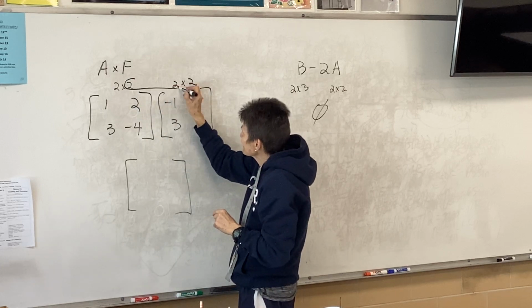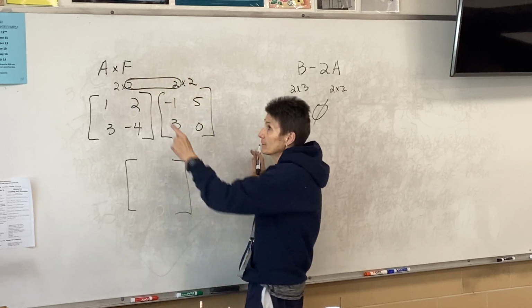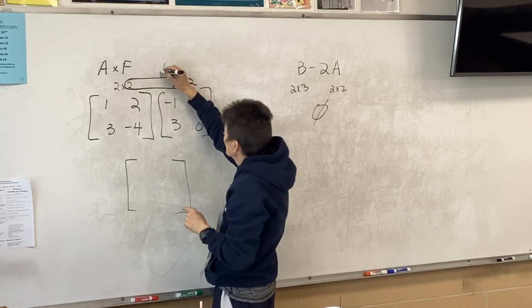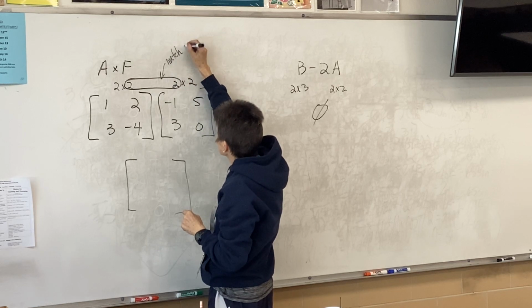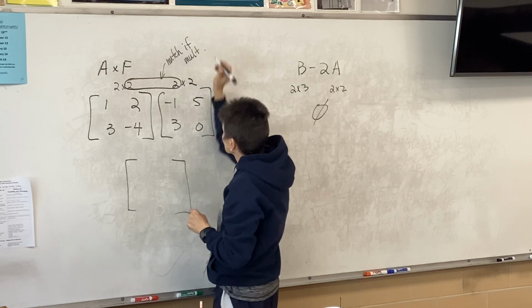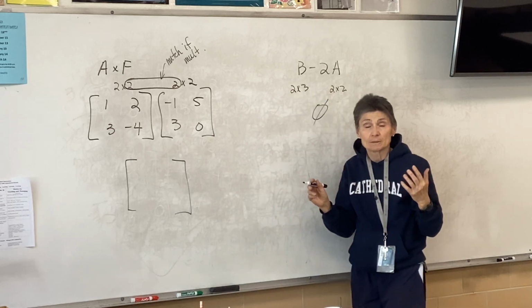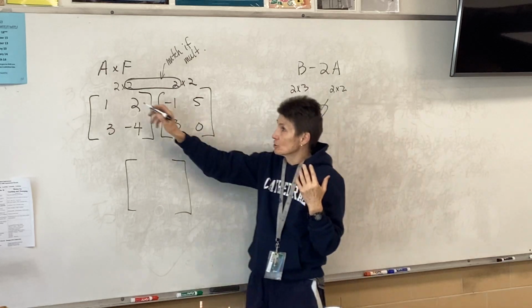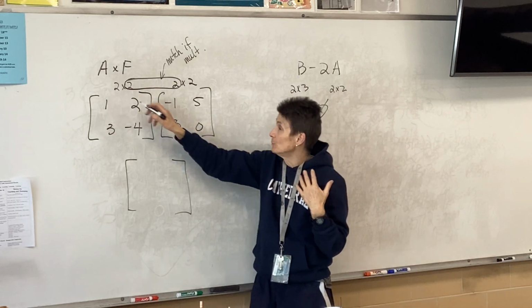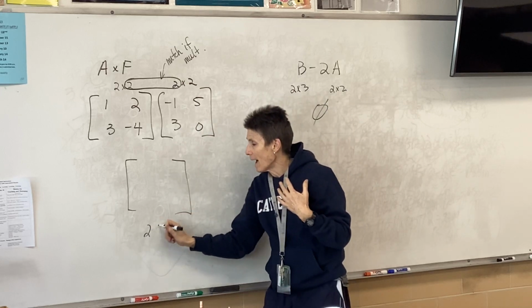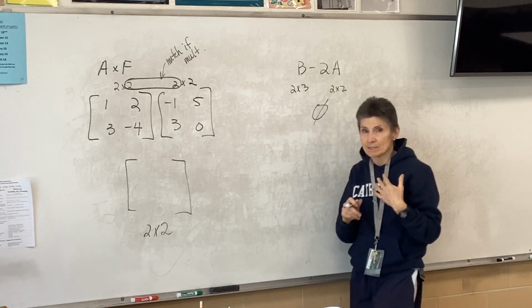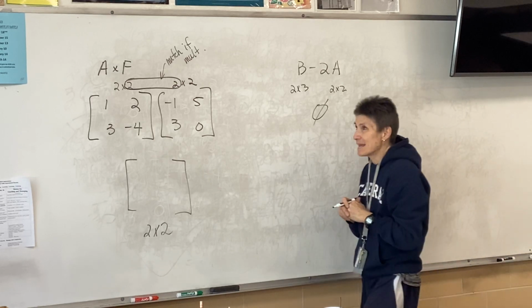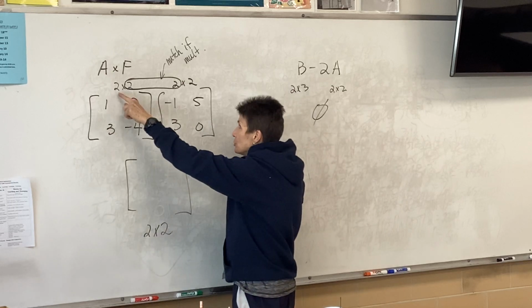If you want to multiply, here's what has to happen. These 2 inside numbers, the columns of the first and the rows of the second, must match if you're going to multiply. They gotta match. The outside dimensions, the ones not in the circles, a 2 and a 2, tell you how big your answer is going to be. So my answer is going to be 2 by 2.